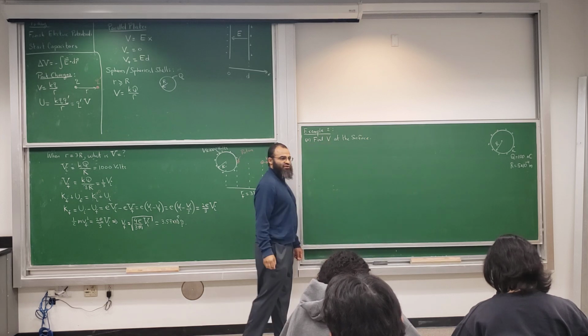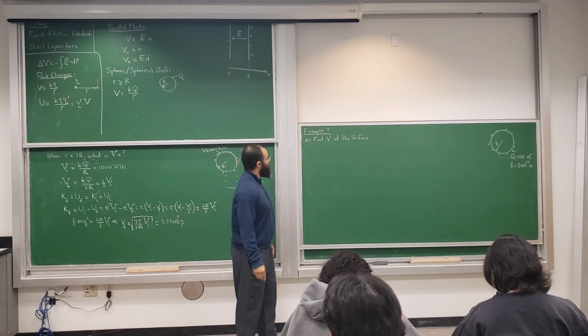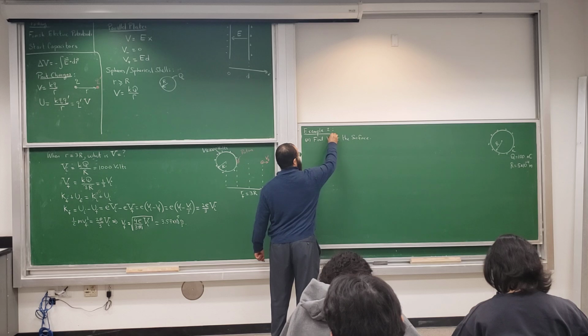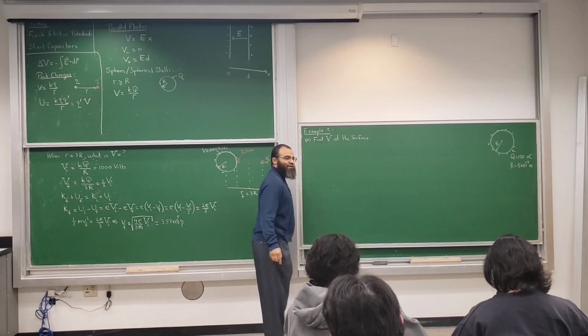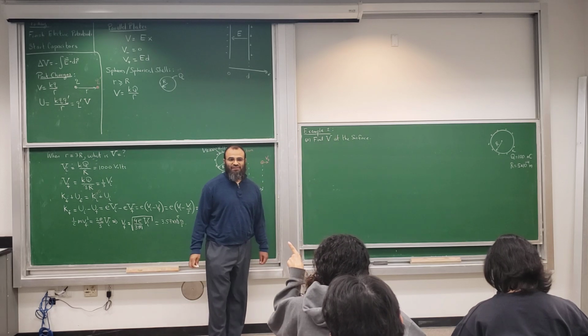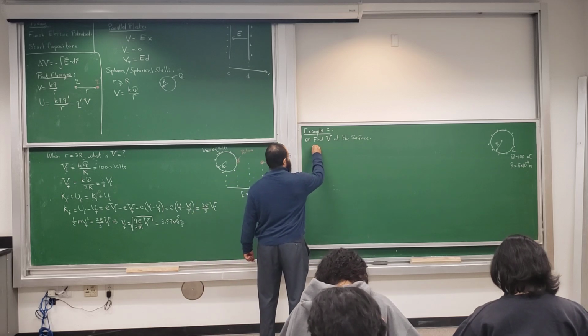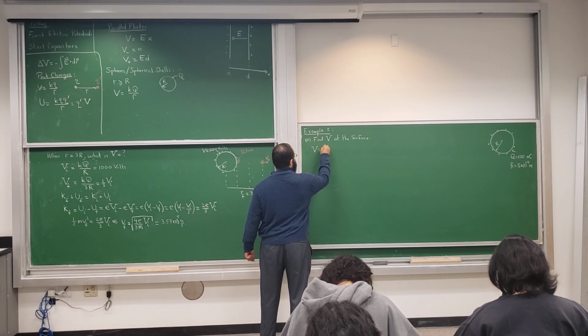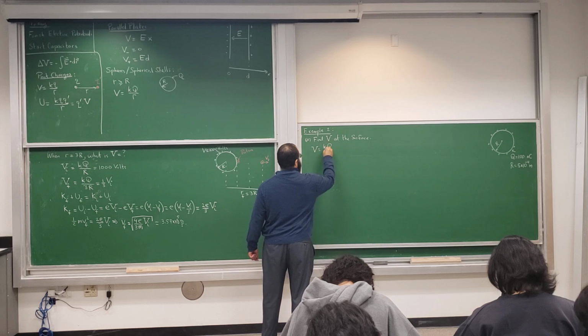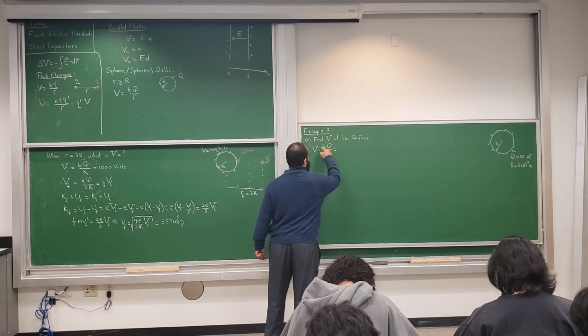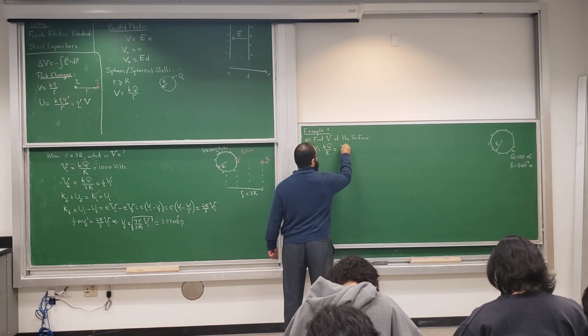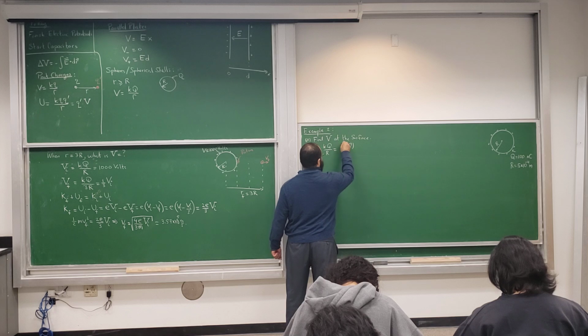Find the electric potential at the surface, V. So what should we do? kQ over R. Good. Okay, so let's do it. You can plug in the numbers. k over R, k as always, 9 times 10 to the 9.